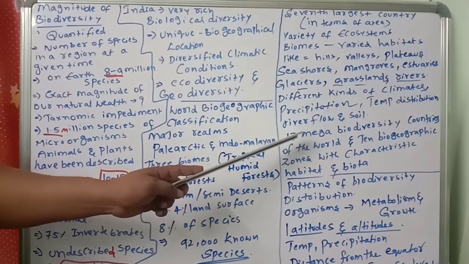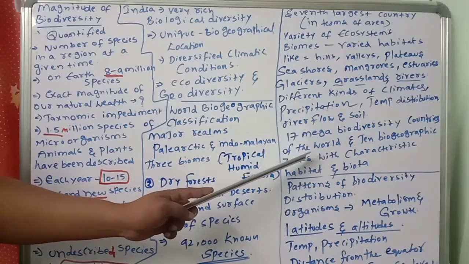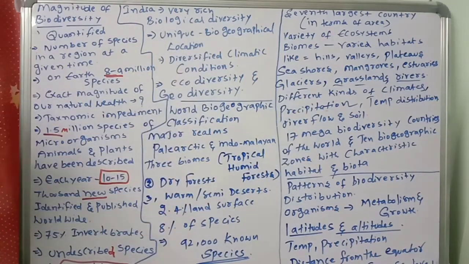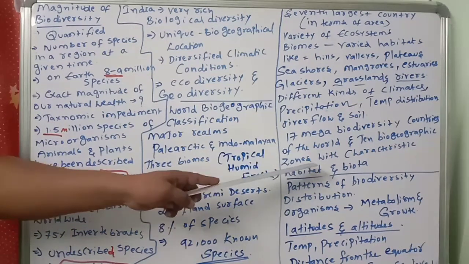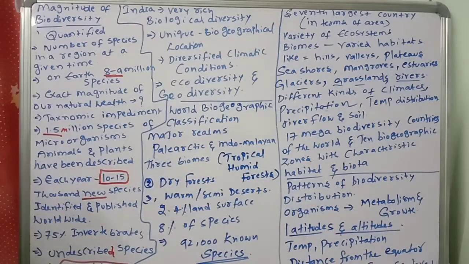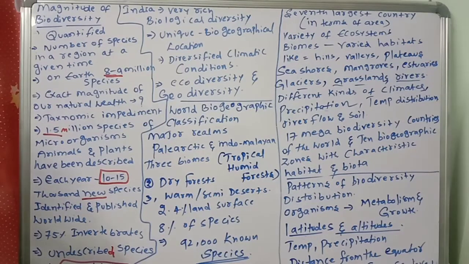India is one of the 17 mega biodiversity countries and has 10 biogeographical zones with characteristic habitats and biota. These points you have to remember. So once again, children, India is one of the mega biodiversity countries and one of the biogeographic zones with characteristic habitat and biota. Out of 10, India has 1. Out of 17, India also has 1. So like that, there is information about India related to biodiversity.